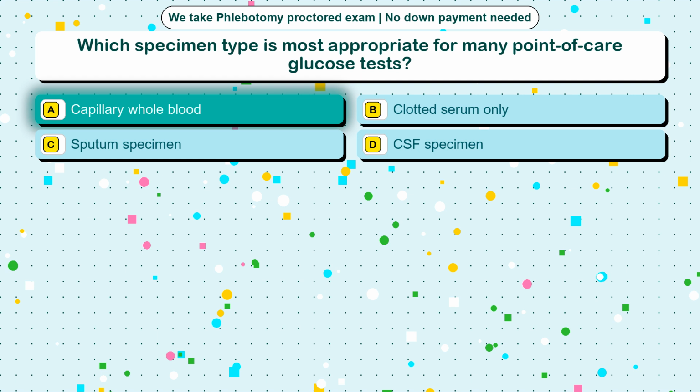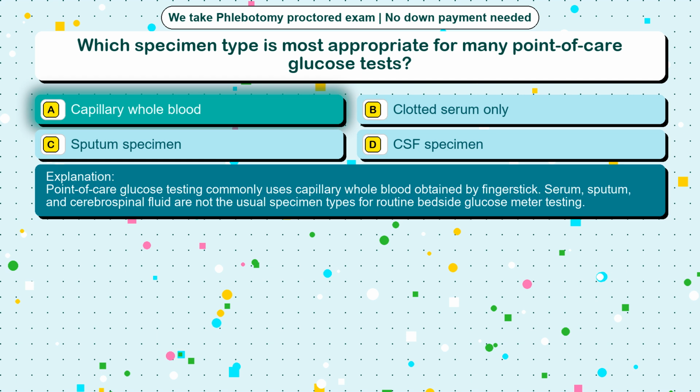Capillary whole blood. Point-of-care glucose testing commonly uses capillary whole blood obtained by finger stick. Serum, sputum, and cerebrospinal fluid are not the usual specimen types for routine bedside glucose meter testing.